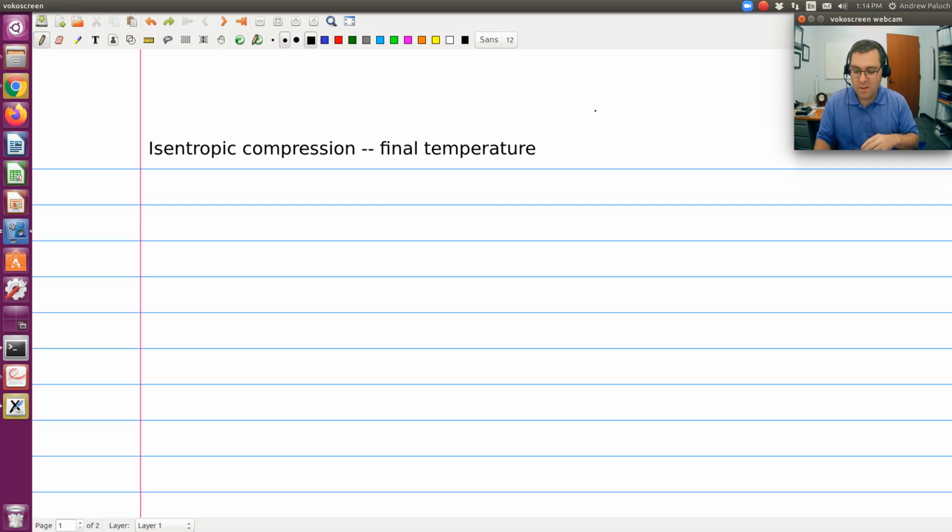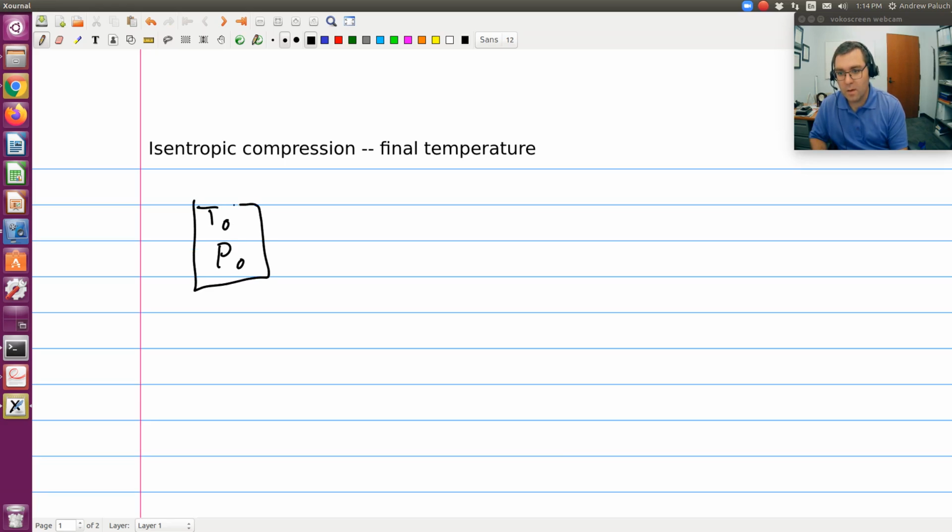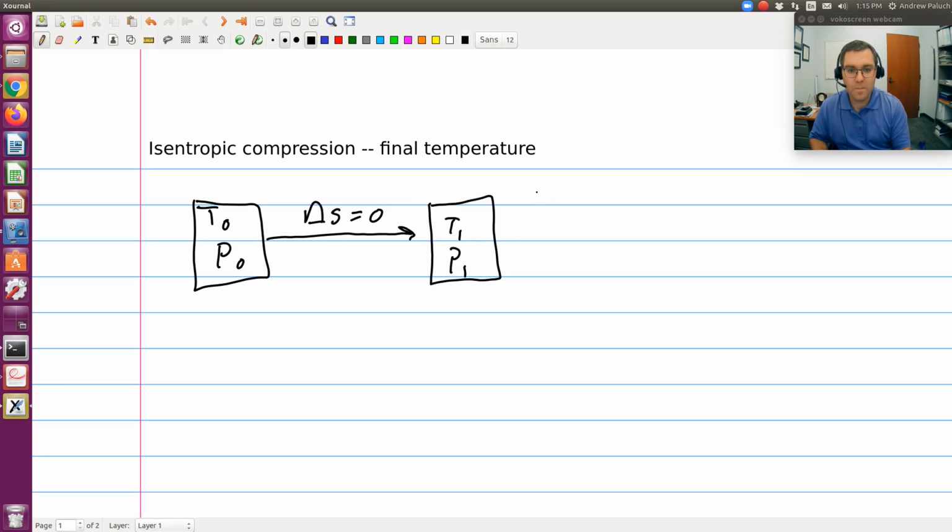Basically the problem is that we're looking at a process in which we go from some initial temperature and pressure. So we have a fluid at a given initial temperature and pressure. Then we're going to isentropically compress it, so delta S is going to be equal to 0, to some final state at some final temperature T1 and pressure P1. What you're given is T naught and P naught, the conditions of our initial state. We're also told the final pressure P1.